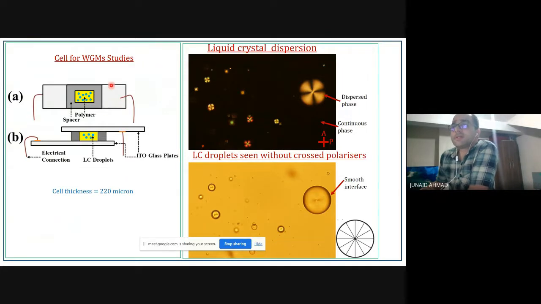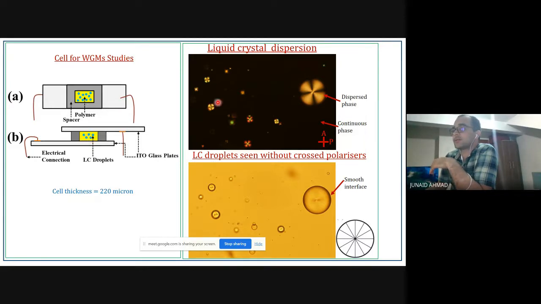This is a typical cell which we use to study these whispering gallery modes. The yellow portion here denotes the polymer, and these blue balls basically denote the droplets therein. This is a side view of the cell, how it would look if you look at the side of the cell. So a thin film of polymer having liquid crystal droplets suspended in it looks like this.